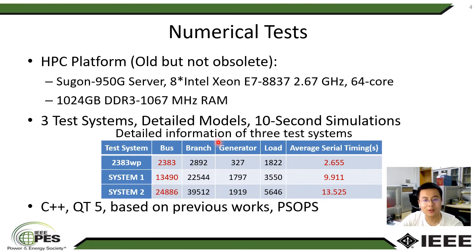Dynamic elements are modeled in detail. Multiple 10-second simulations are carried out. The serial timings shown in the table are the baselines for the parallel simulation tests. The program is all written by ourselves with C++. The development IDE is Qt5. The program is part of our software called Power System Optimal Parameter Selection, PSOPS for short. The software contains all our previous work.